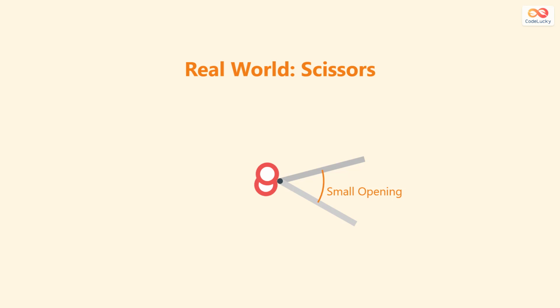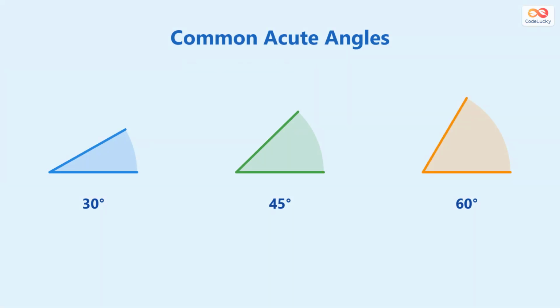Another common example is a pair of scissors. When you open them just a little bit to make a small snip, the blades form an acute angle. In geometry class, you will often see specific acute angles like 30 degrees, 45 degrees, and 60 degrees. Notice how all of these are smaller than 90.